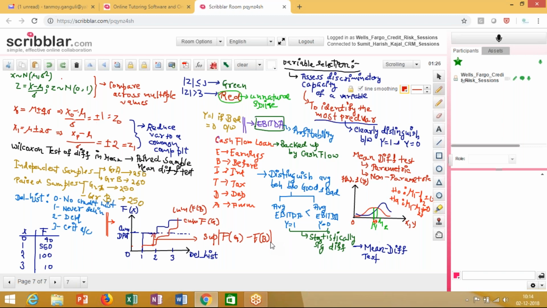Now if this gap is a significant value, then we say that yes, this categorical variable can distinguish clearly between the good and the bad. And this test is the famous Kolmogorov-Smirnov test statistic, or as we call it, KS test.